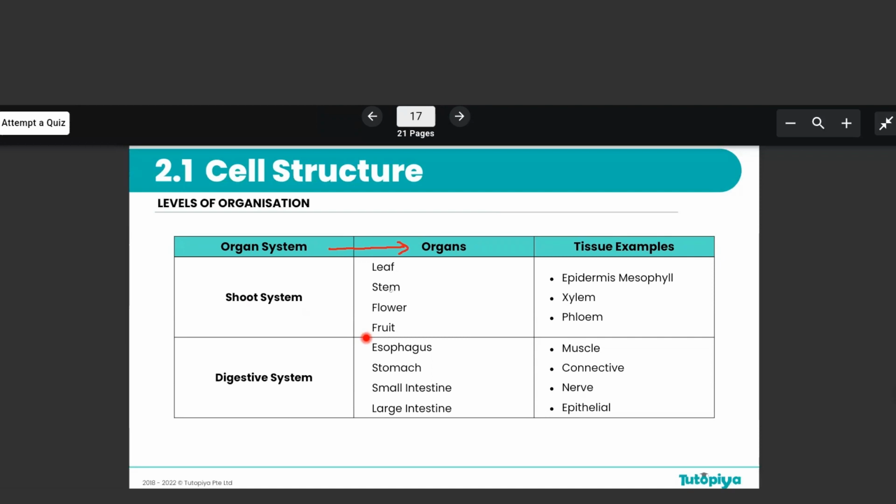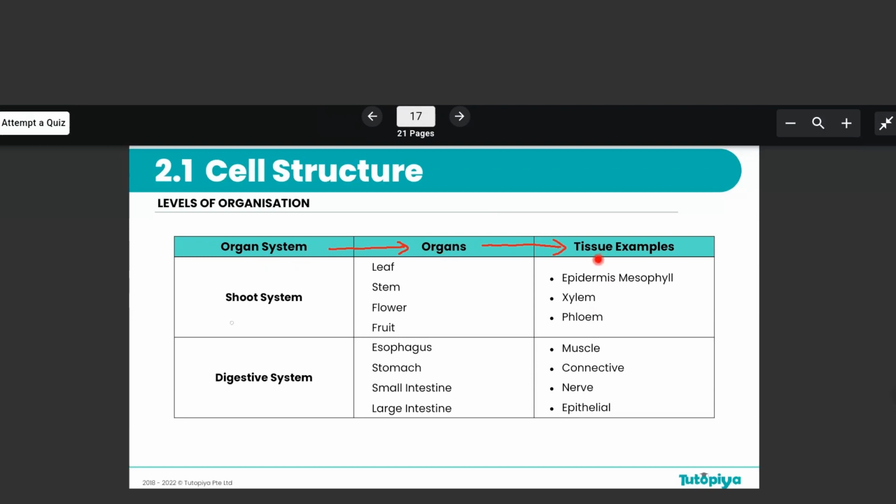And if you consider these organs, we've also learned that organs are structures that have different tissues within them. So if you consider all of these organs, there are different types of tissues in them, such as the epidermis, the mesophyll, the xylem tissue, the phloem tissue, and so on. So this is what you need to understand. Organ systems are made up of many organs with related functions, and organs are structures that contain different types of tissues.